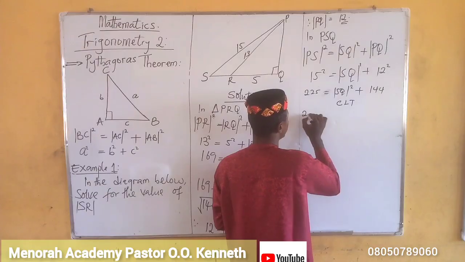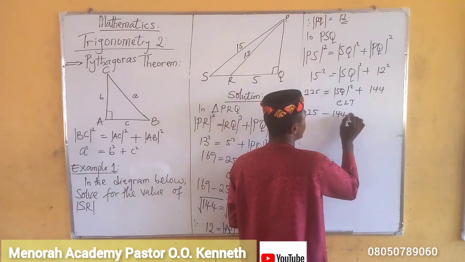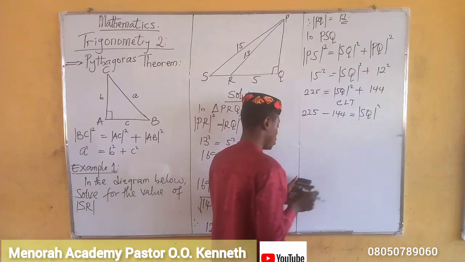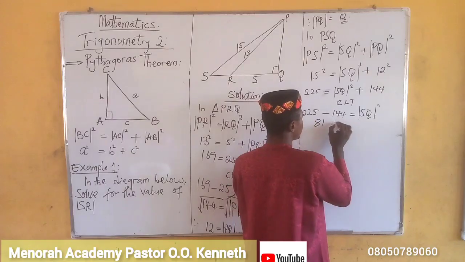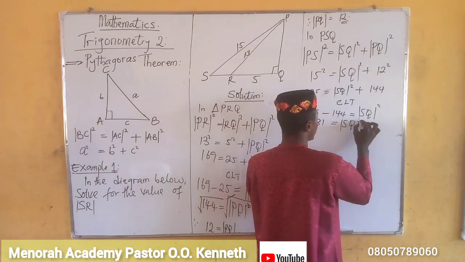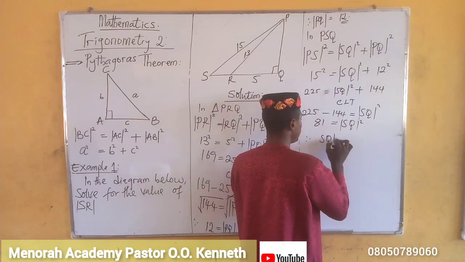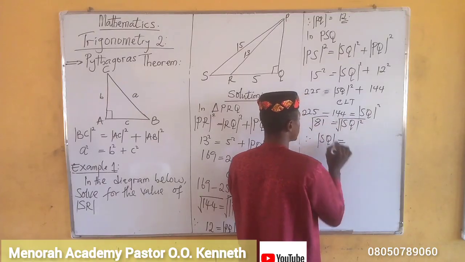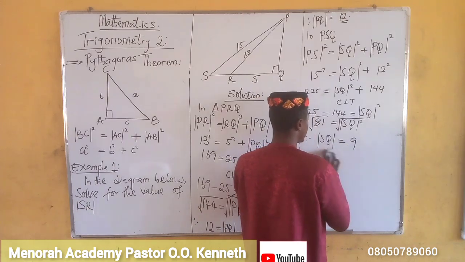So collecting like terms, we have 225. This plus 144 is coming, changed to minus 144, to be equal to SQ squared. So now 225 minus 144 will give us 81, to be equal to SQ squared. Therefore, we take the square root of both sides. Square root of 81 is 9. So our SQ now is 9.